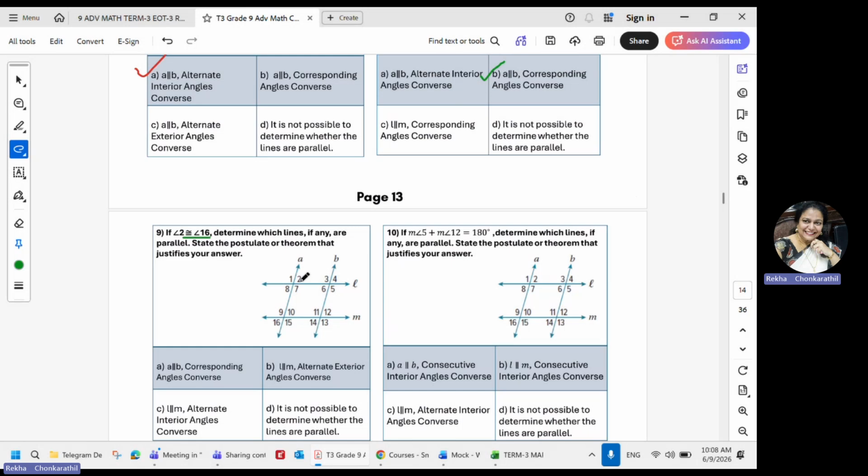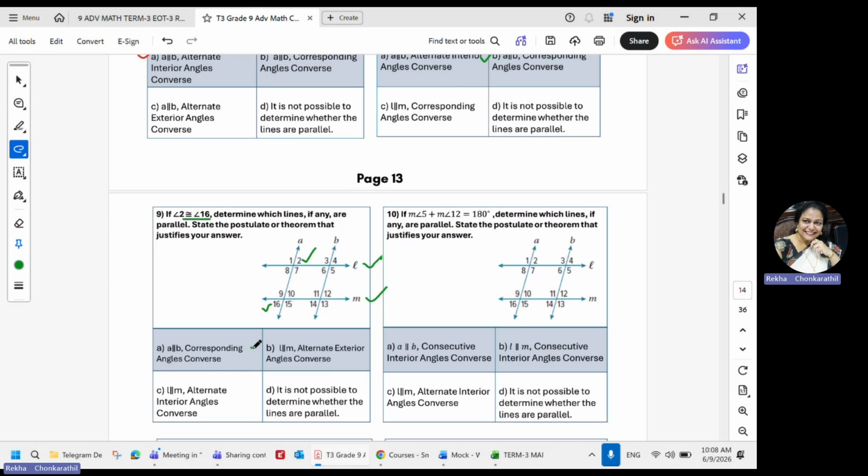2 and 16. These are coming from lines L and M. And what do you call these angles? They are outside and cross angles. They are called alternate exterior angles. So which is alternate exterior angles and L and M are parallel? That is option B. Alternate exterior angles, isn't it? That's your question number 9, which is option B.